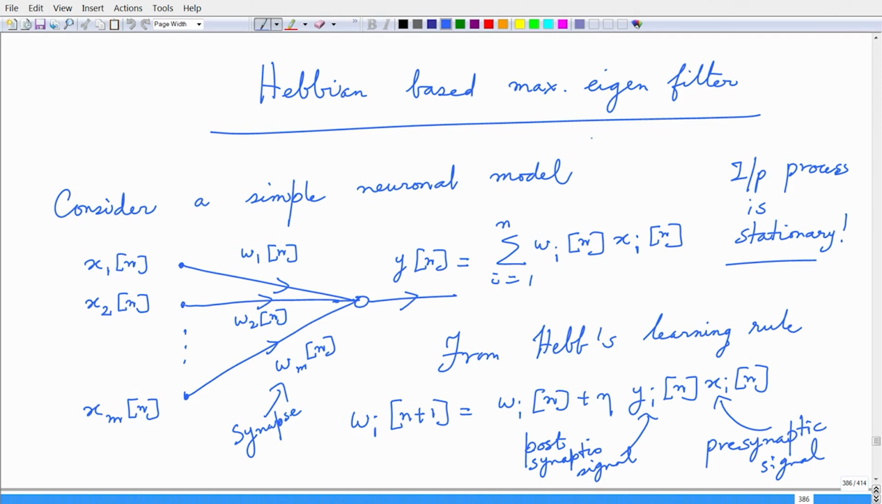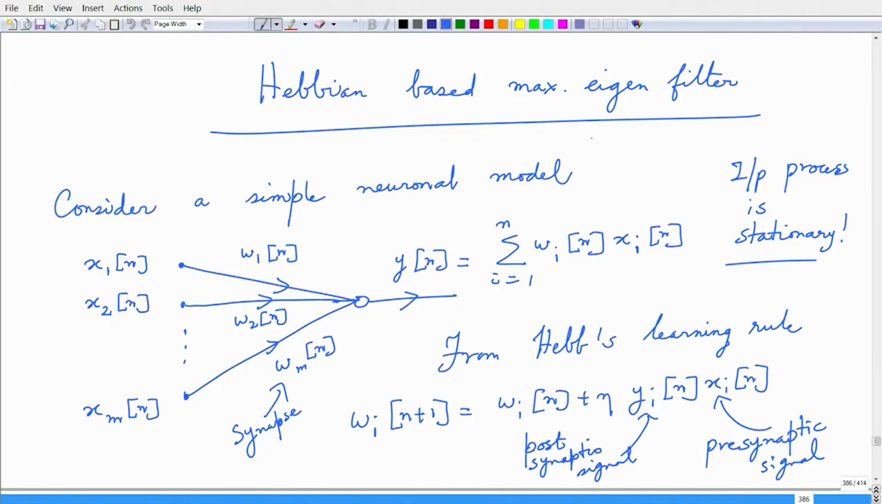We assume that the input process is stationary. This is an important detail because at any time step I can get a data vector, and if I look at the possibility of the data vectors that I can get at time step n, that process is stationary. The statistics does not change with time, right. This is an important detail. Now, with these assumptions, let us proceed with the Hebbian update, right.